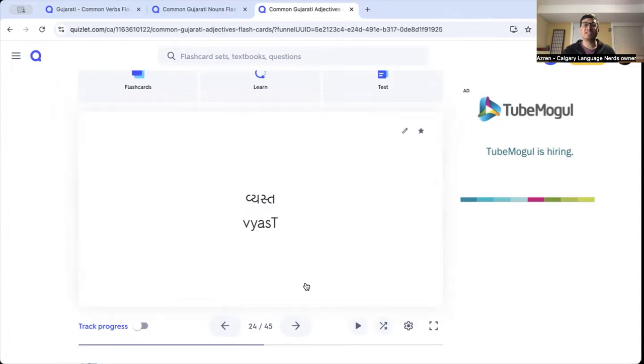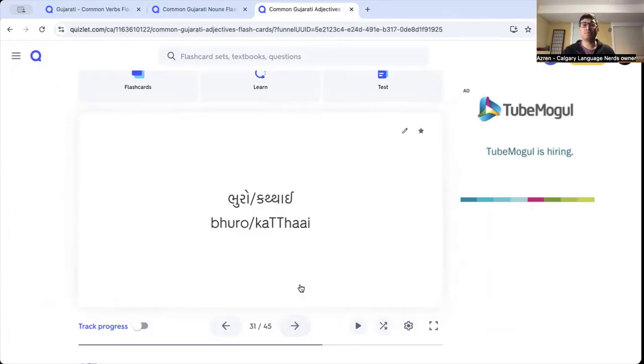Busy, vyast. Red, lal, yellow, piru, green, lilu, blue, vadari. I have a whole video on colors, so we've already covered these, but purple. Oh no, oh my goodness. Thank goodness we're checking this together. Jambly. I don't have the English written down. I will fix these by the time this video is posted. So purple, jambly. Pink, gulabi.